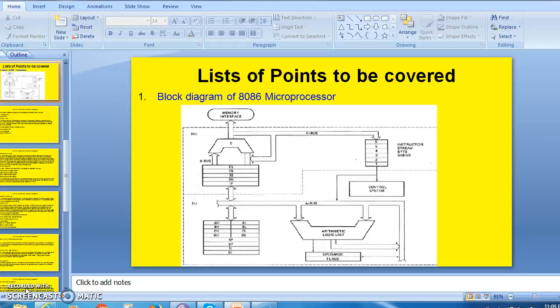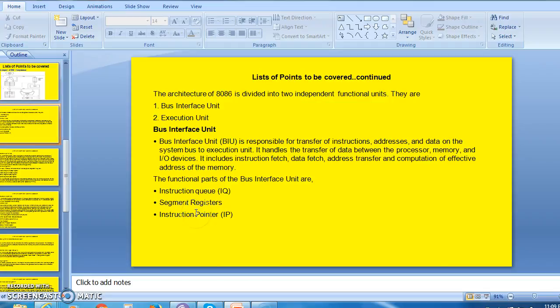I am going to explain about the architecture of 8086 microprocessor. So here is what the block diagram of 8086 microprocessor looks like. It contains two functional parts, bus interface unit and then execution unit.